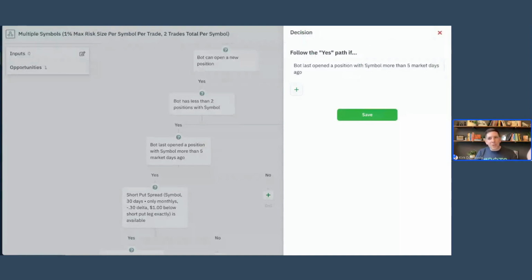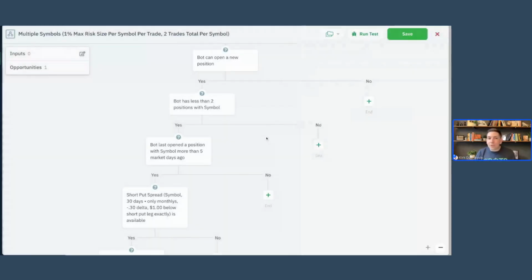So if it opened a position today, then it won't keep opening a position until 5 days have passed for that symbol. And that's how you spread your trades out over time if you want to do that. And you can do it in combination stuff. Then you do the same stuff you did before.